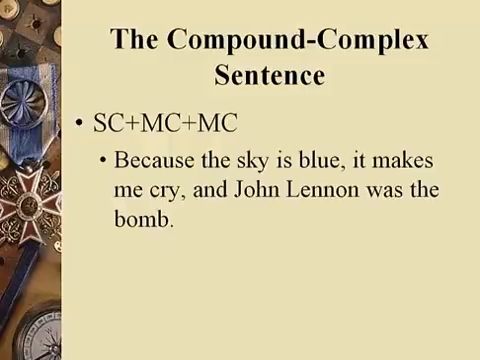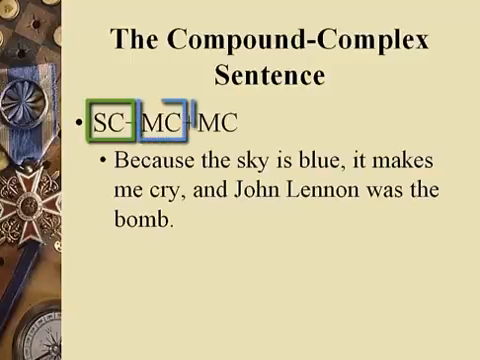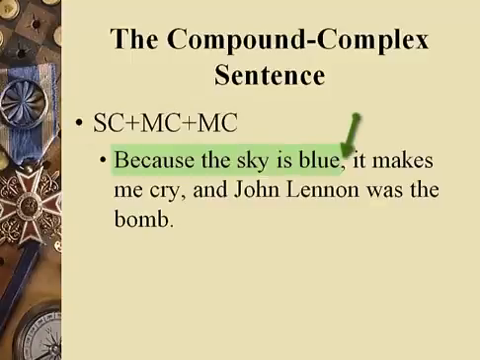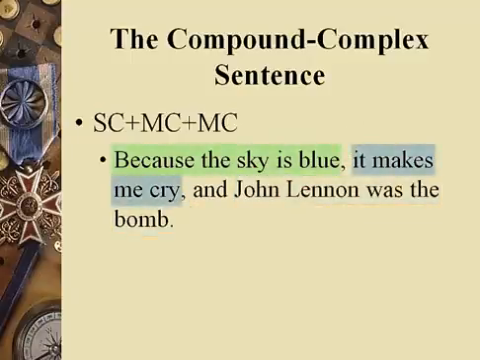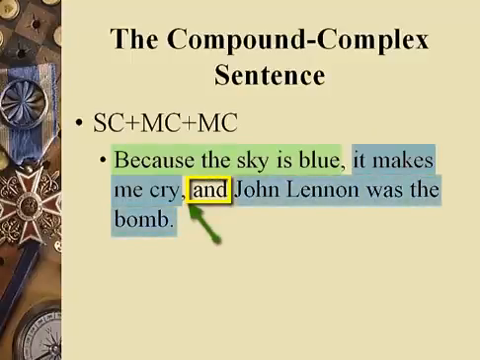Finally, you have the compound complex sentence. And as you might infer, it's 3 clauses, and it's always, at the very least, 1 subordinate clause and 2 main clauses, right? Because the sky is blue, comma, it makes me cry, comma, and John Lennon was the bomb. You have a subordinate clause and a main clause, a comma and a coordinating conjunction there, and another main clause to complete the thought.